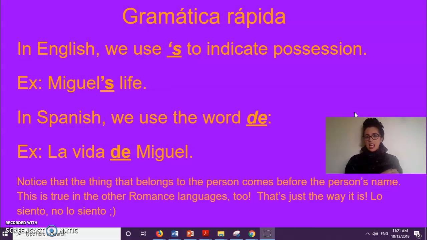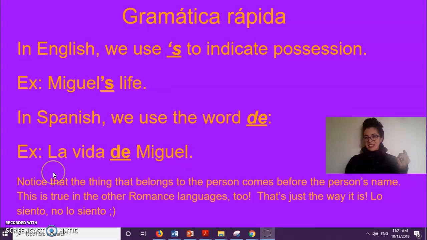So, in English, to indicate possession, to say that something belongs to somebody, we use apostrophe S, right? So, for example, we would say Miguel's life. But in Spanish, they don't use apostrophe S. Instead, we use the word de. And the thing that belongs to the person comes before their name. So it's La vida de Miguel, which means Miguel's life. But a literal translation would be the life of Miguel.